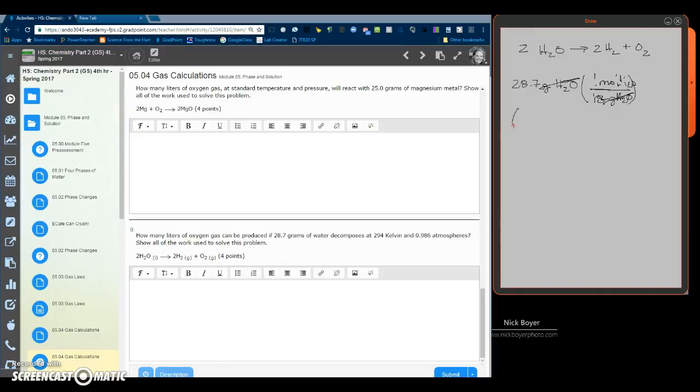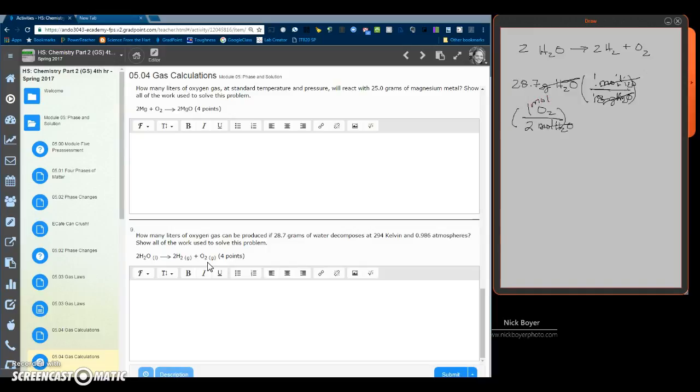Okay, I'm going to come down to the next line. I know that I'm in moles, so I'm going to have to get rid of moles of water. I can do that using the balanced chemical equation. So I've got 2 moles of water coming in, and I want to compare it to the oxygen coming out, which is just 1 mole. So for every 2 moles of water, I have 1 mole of oxygen gas being produced. I cross out my moles of water, and now I'm in moles of oxygen. I forgot to label that.